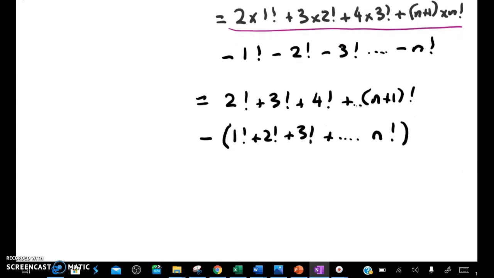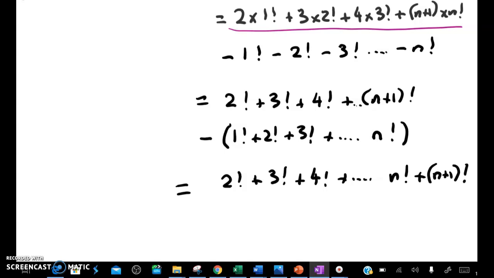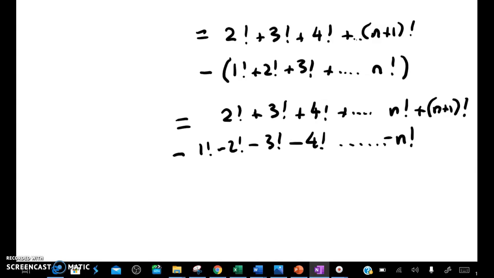So now you can see that we're just about there because a whole lot of things are going to simplify away. So I'm going to write that out so that you can see what's going on. I've got 2 factorial plus 3 factorial plus 4 factorial up to, and then I've got plus n factorial plus n plus 1 factorial minus 1 factorial minus 2 factorial minus 3 factorial minus 4 factorial all the way up to minus n factorial. So what does that leave me with?